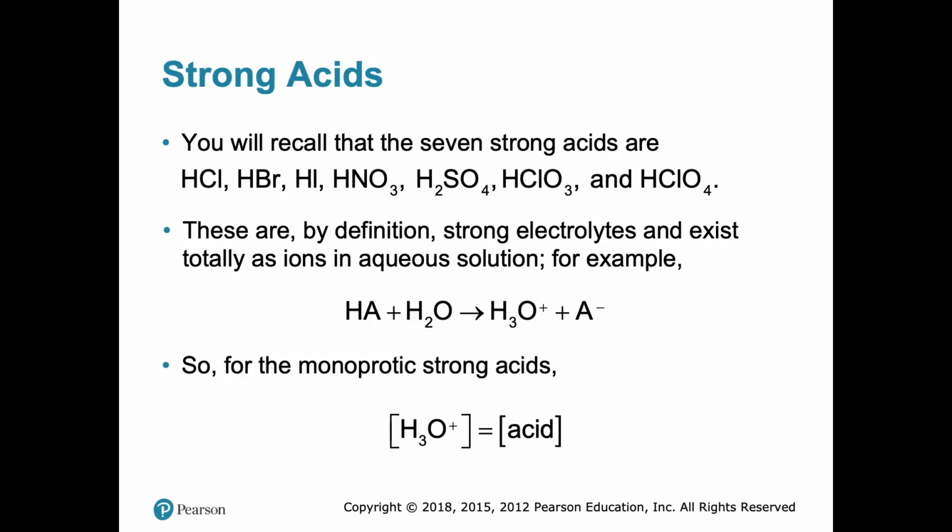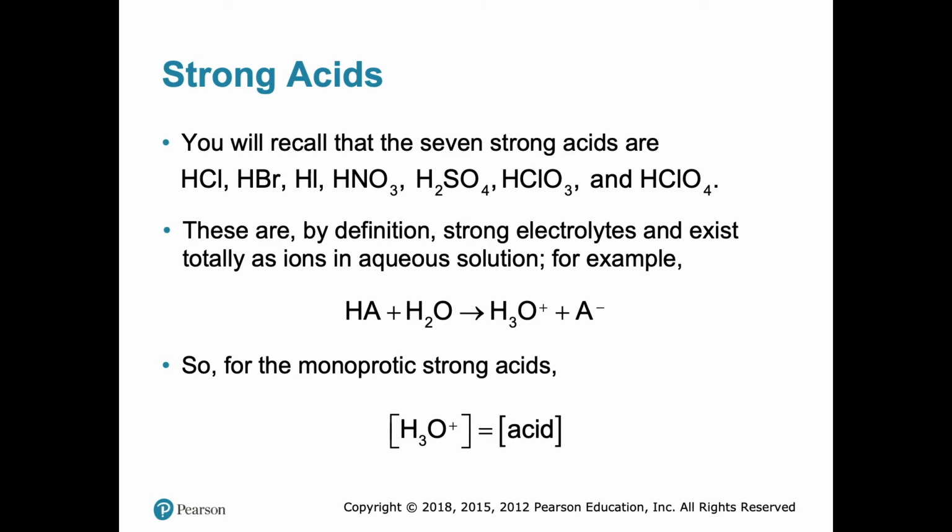So let's discuss strong acids. You will recall that the 7 strong acids are, oh my God, this is a you're welcome moment. These are the 7 strong acids right here. If I ever ask you a question like which of the following is a strong acid, or which of the following is not a strong acid, you should know which one it is. So we have strong acids here: hydrochloric acid, hydrobromic acid, hydroiodic acid, nitric acid, sulfuric acid, chloric acid, and perchloric acid. Those are all very strong acids.